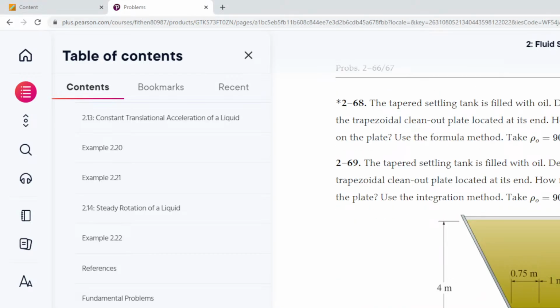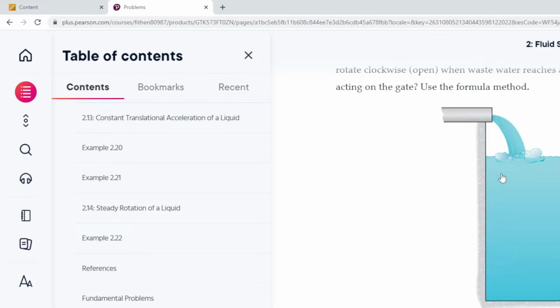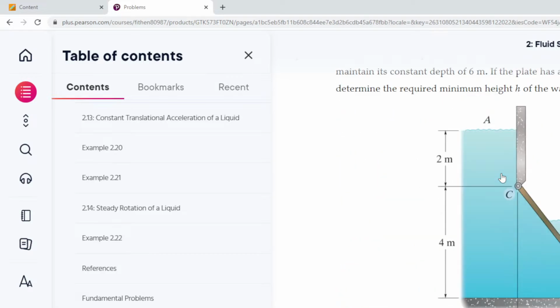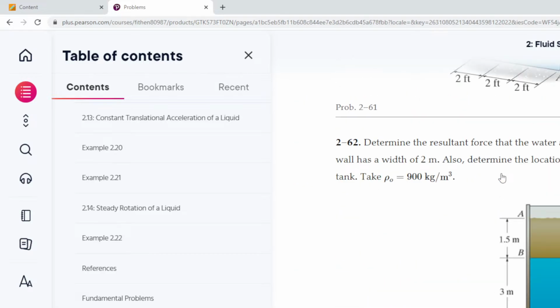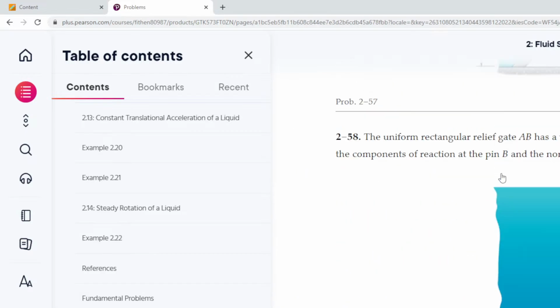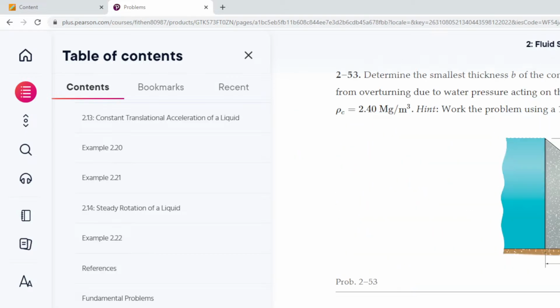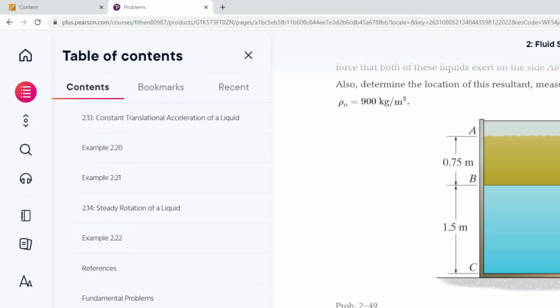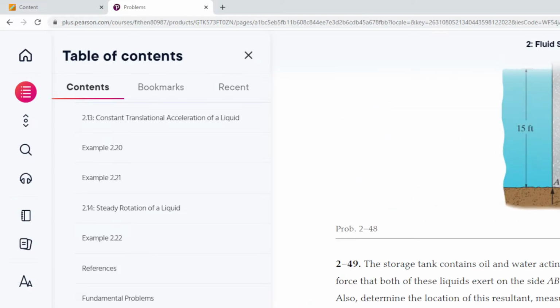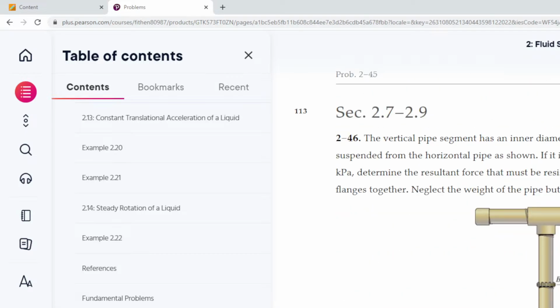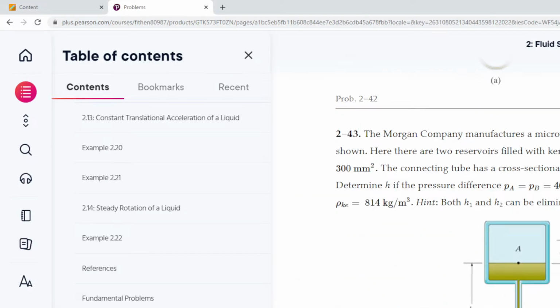Let's see. Trapezoid, or a tapered thing. So what I'm going to do for the Sunday one is make sure we know manometers and just flat gates. So I'll work on those first, Mark. And then next week we'll do the curved gates and then the strange shaped gates. That'll be in the next week's homework.